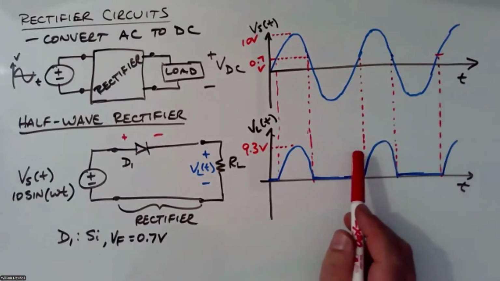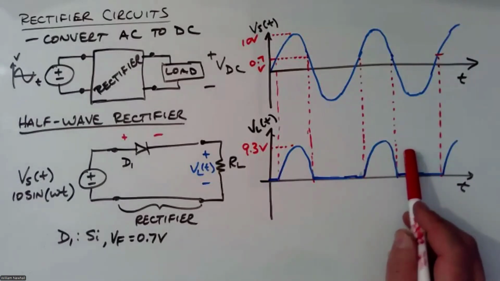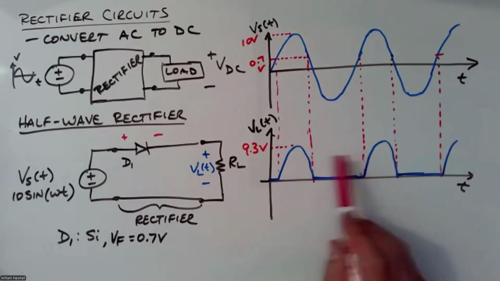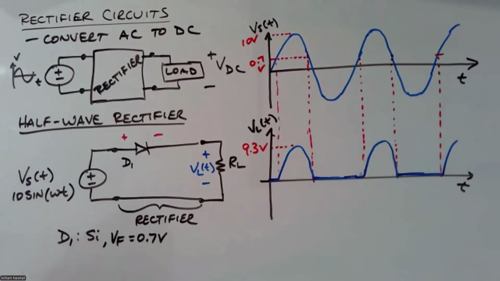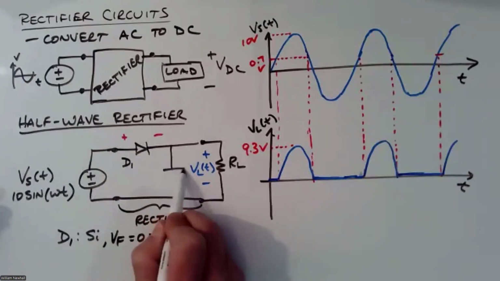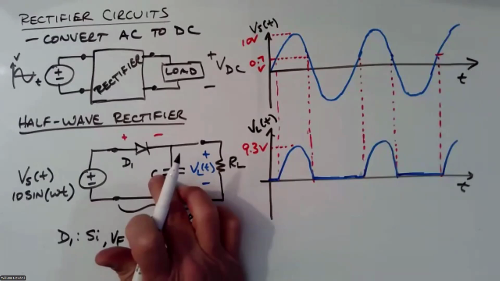Well, we've not really created DC because for DC voltage, remember, the voltage is constant and it maintains its polarity. Polarity does not switch. Well, polarity doesn't switch here, but this is far from constant. So what I'm going to do is add another component here. I'm going to put a capacitor here. Okay, so that's a capacitor.